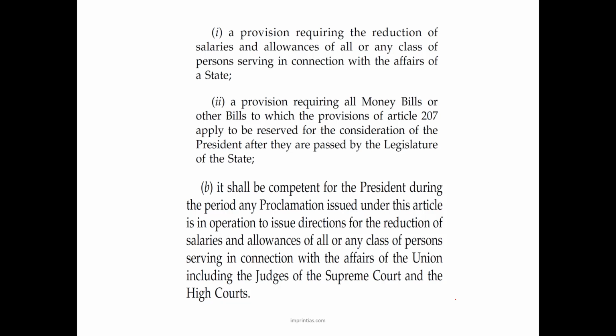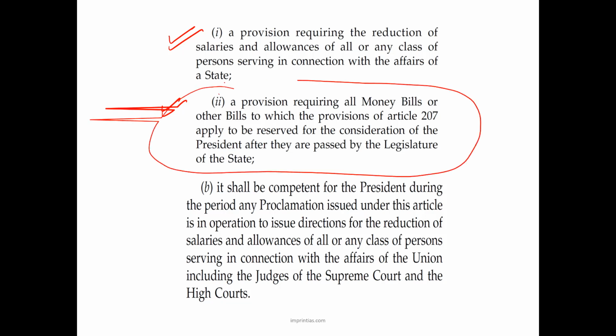The other thing that can happen is that the salaries and allowances of all classes of persons serving in connection with the affairs of the state can be reduced. Then there is a provision requiring all money bills or other bills to be reserved for the consideration of the President. Even if a money bill is passed in the union government or in the state government, it shall be reserved for the consideration of the President. I'm pretty sure the majority of people would have missed this in the exam. And very interestingly, even the salaries of the judges of the Supreme Court and the High Court can be reduced, though normally they are not reduced.